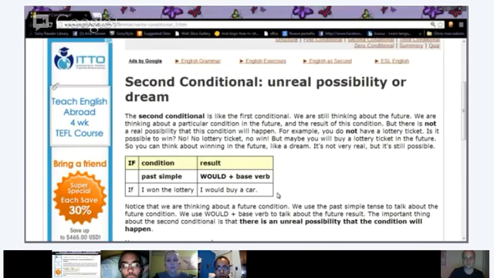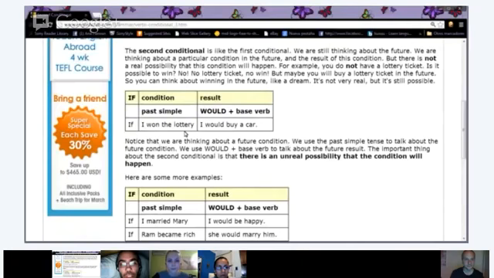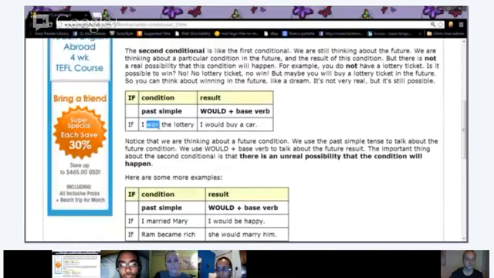Okay, good. All right, thank you, David. So, class, here is our formula. We're going to have the word if, then the past simple. The past simple of win would be won. That is going to be our past simple. Now we have the word would, plus our base verb. So here we have it: would, and the base verb is buy. I would buy a car.